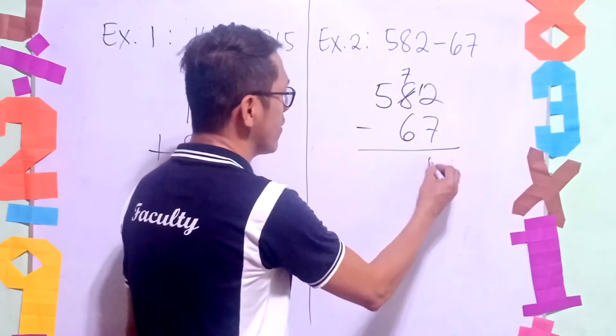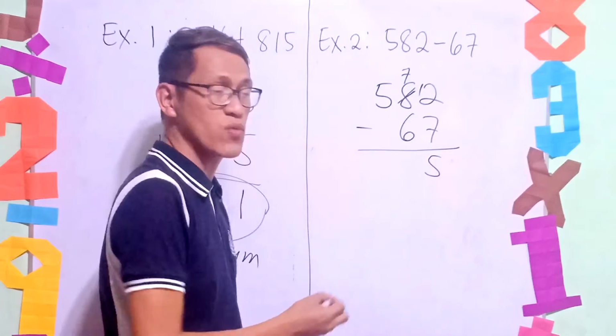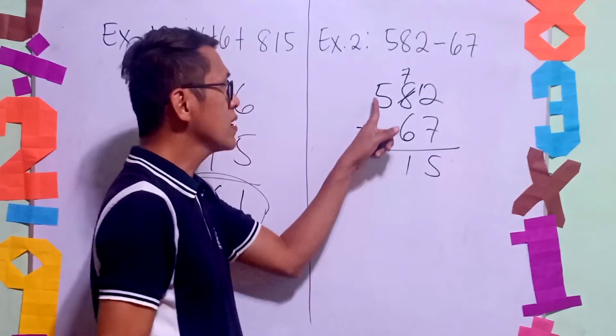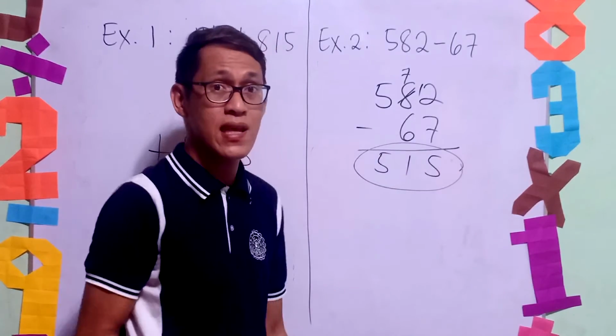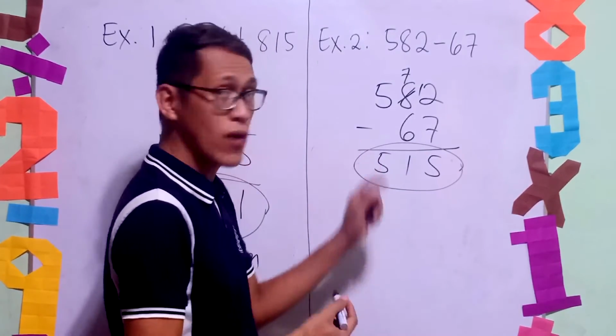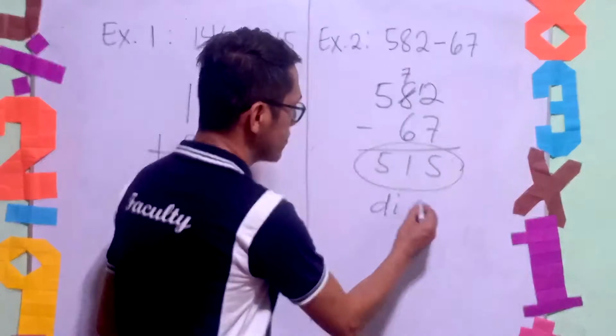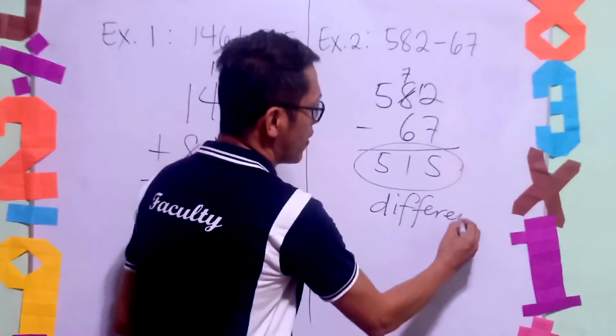Yes, that's 5. 7 minus 6 is 1, so no need to borrow. Then just bring down the 5. So our answer is 515. In subtraction, the answer is called difference.